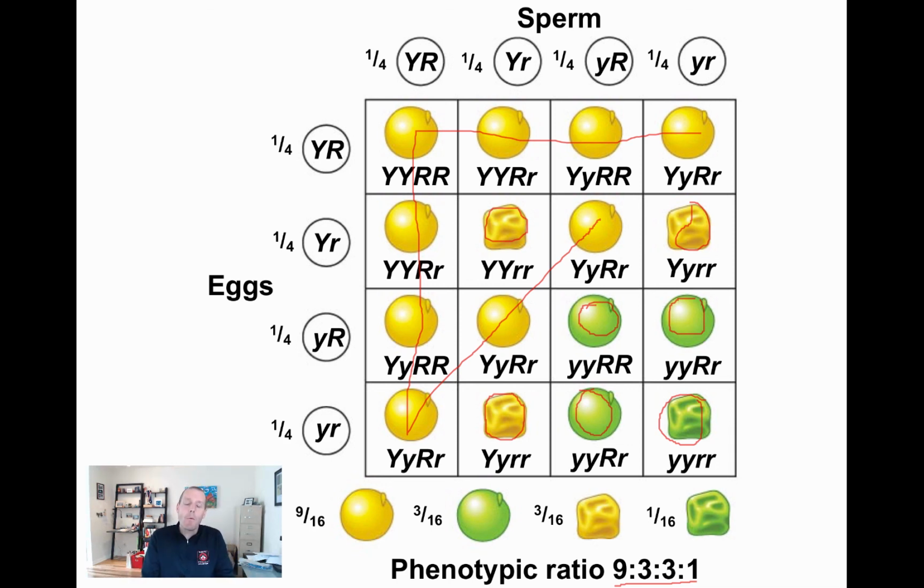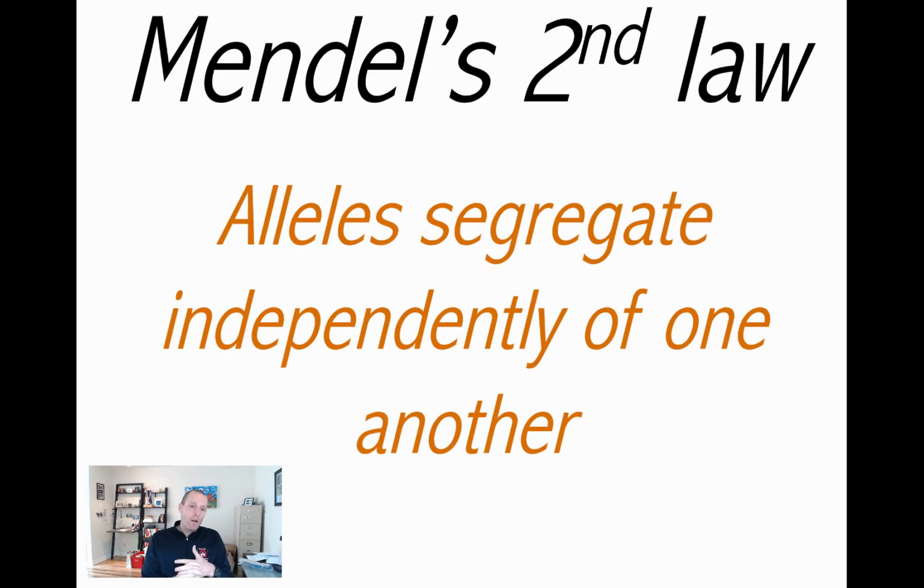Now, Mendel didn't know about that, obviously, but what he did is he revealed that through this cross. And that's the insightful cross which leads to Mendel's second law. And that law is that alleles segregate independently of one another. So there's Mendel's second law.